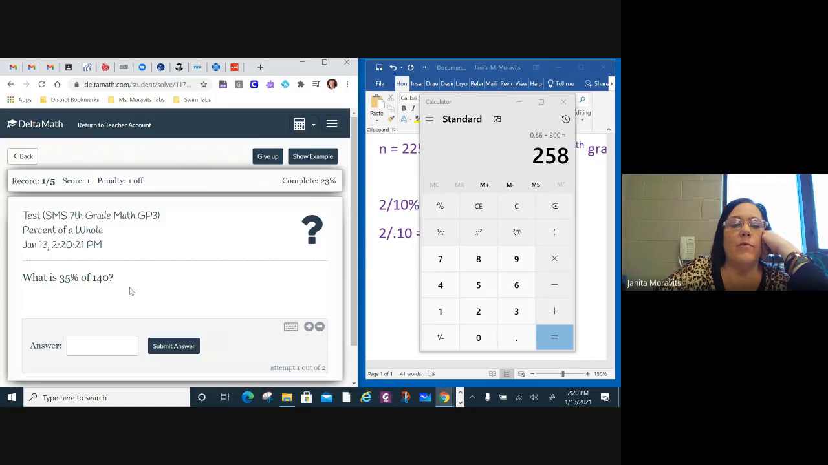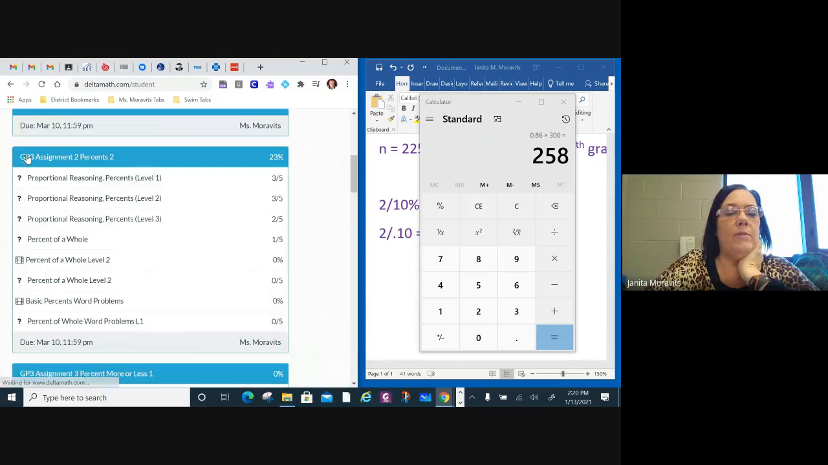Again, 35% of 140, okay? Well, what are we going to multiply by? You can't use 35, but you can move your decimal 2 places to the left and say 0.35. So those are just a few problems like that.